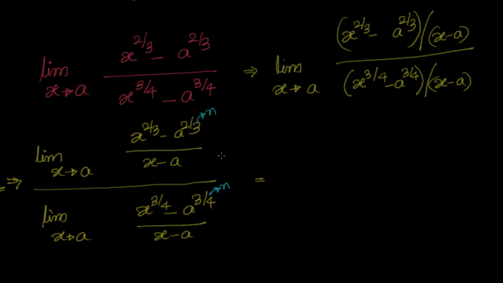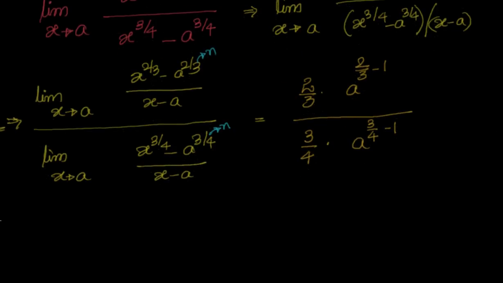So let's substitute that. The formula is x to the power of n minus a to the power of n by x minus a is n into a to the power of n minus 1. n is 2 by 3 into a to the power of n minus 1, that is 2 by 3 minus 1, divided by, here also n is 3 by 4, n into a to the power of n minus 1, that is nothing but 3 by 4 minus 1. Now we have to simplify this.